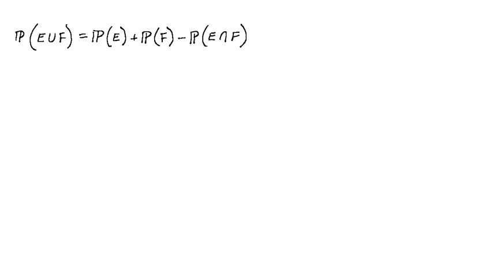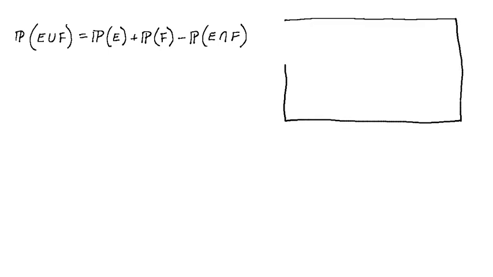There's another calculating formula you need to know about. This one applies to all experiments, even those whose outcomes are not equally likely. The formula tells us that the probability of the union of two events is equal to the sum of the probabilities of the individual events minus the probability of their intersection. Our area analogy can be used to help us understand where this formula comes from.